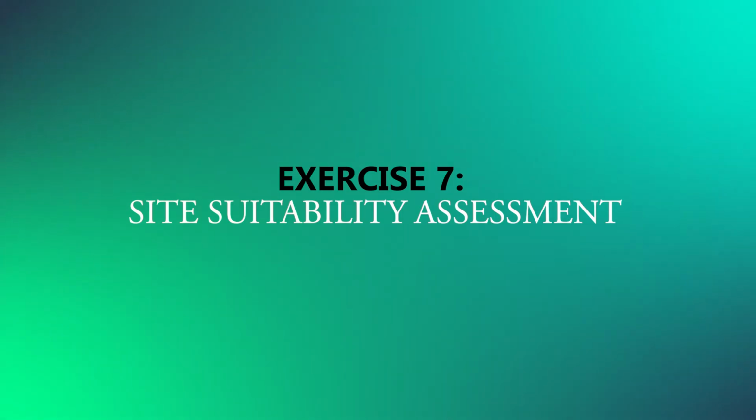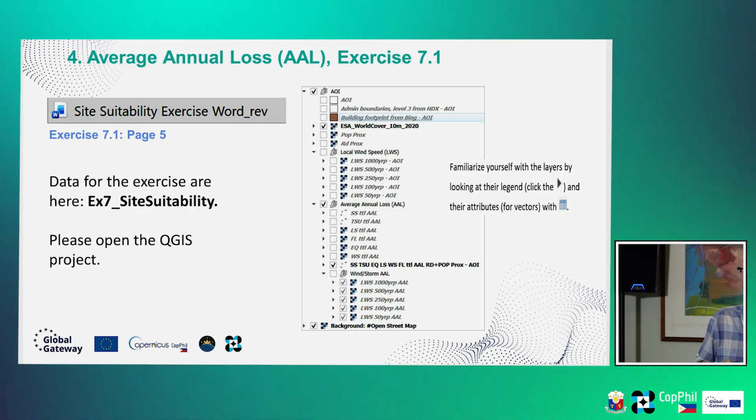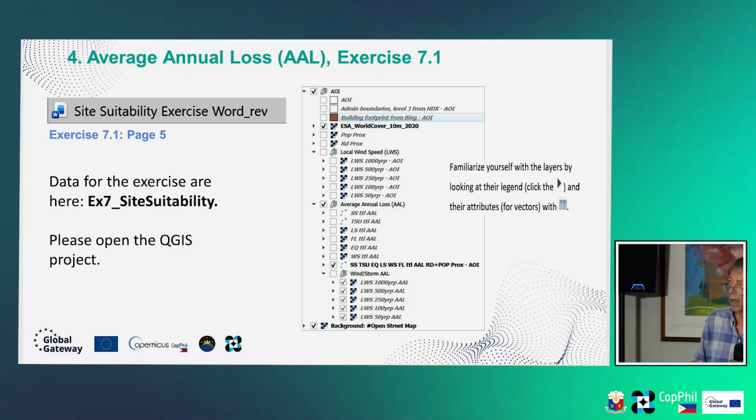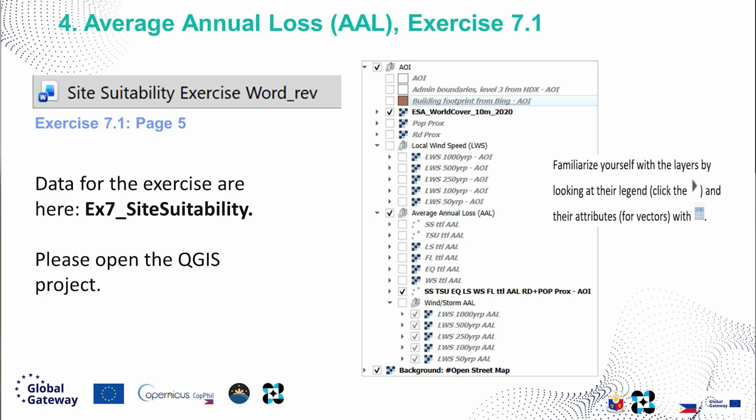Right, now we go to the exercise. You should have a QGIS file, which, when you open it, should look like that. To supplement the exercise, kindly open the Word file sa training folder natin. There's a single Word file sa baba ng mga folders na X1, X2, X3, di ba? Sa main training materials, there's a Word file named Site Suitability Exercise Word underscore rev, and open nyo lang po yan. Tapos, the one presented on the slide is part of that exercise.